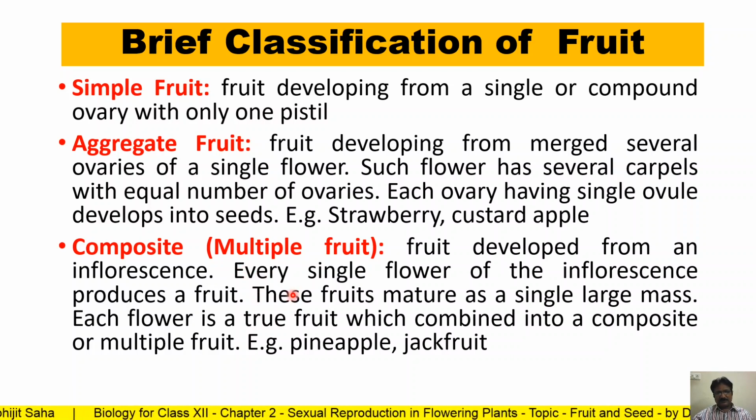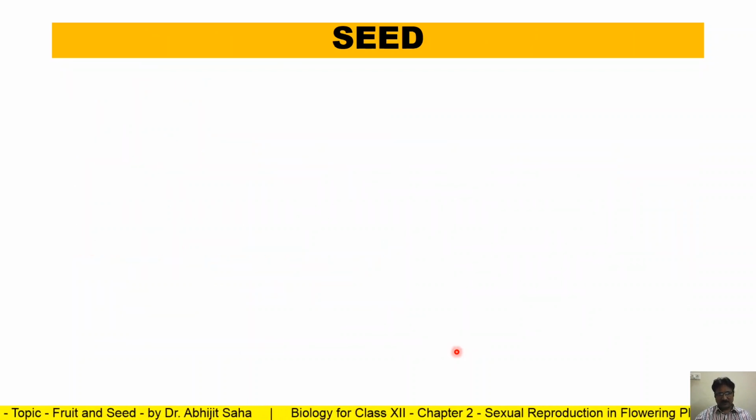These fruits, since there are several fruits formed, these fruits are actually a single mass of many fruits. For example, if you see the structure of a jackfruit, if you cut open a jackfruit, you will find a series of round structures which are actually flowers developed into the fruits. With this we come to an end on discussion of the fruits.